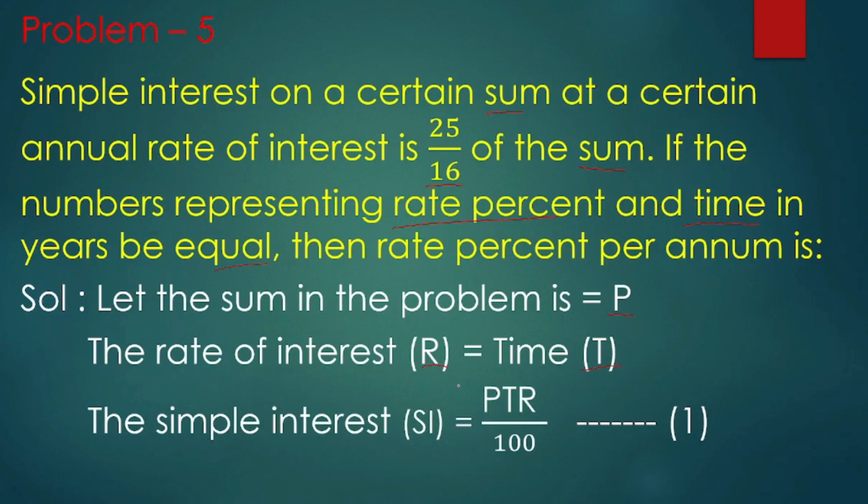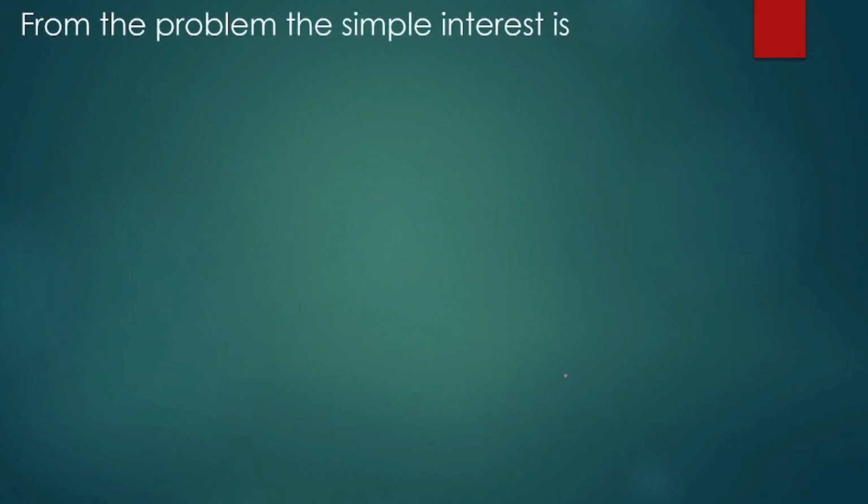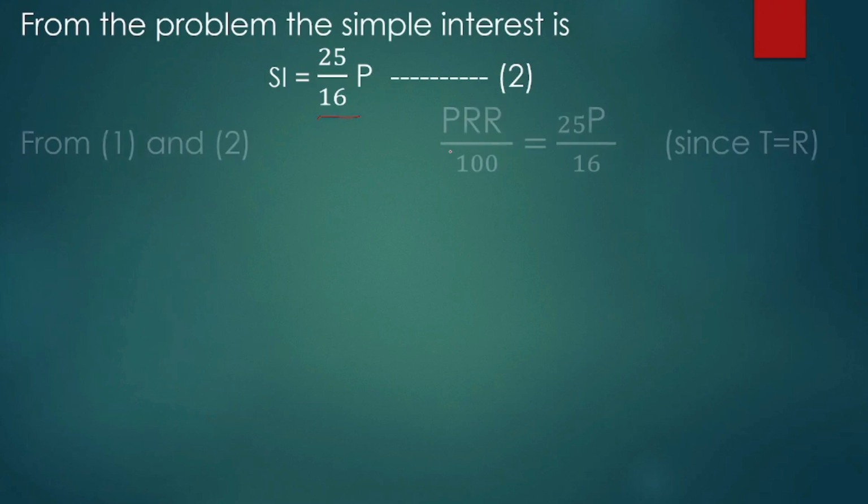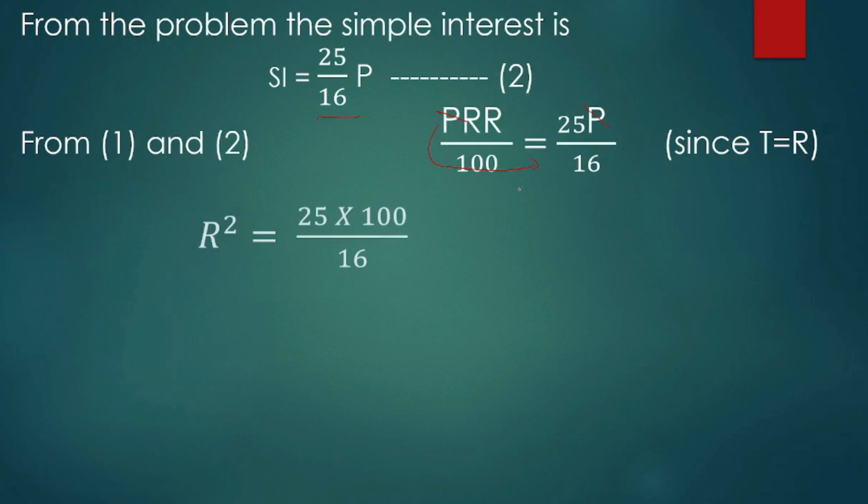We know the formula of simple interest: SI equals PTR by 100. In terms of the sum, the simple interest is 25 by 16 into P. So equation 1 equals equation 2. That is, P into T, with T equal to R, so P into R into R by 100 equals 25 by 16 into P. P and P cancel. With this, we get R square equals 25, with the 100 going into the numerator, into 100 by 16.